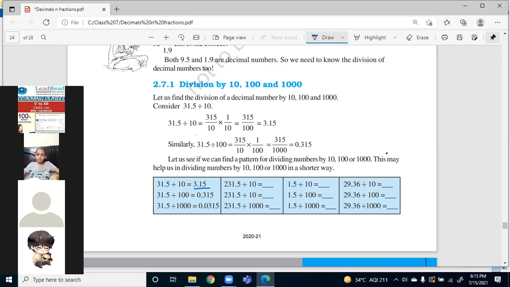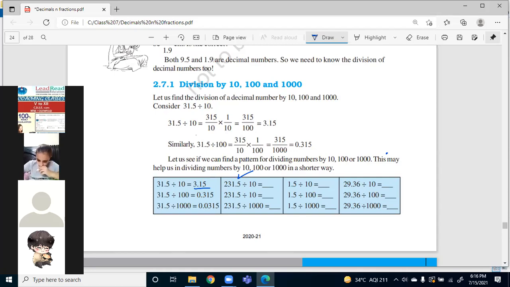So please complete the first column. Then we will discuss. Ma'am, can you hear me? Ma'am, done. Okay. Yeah, I can hear you, Garima.